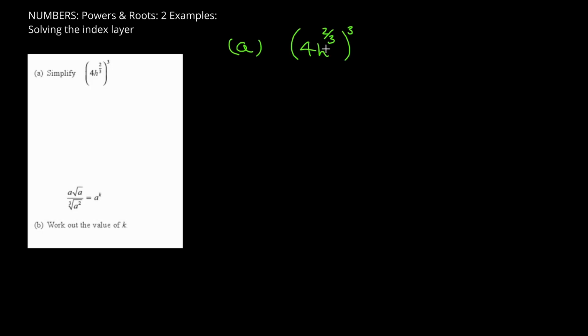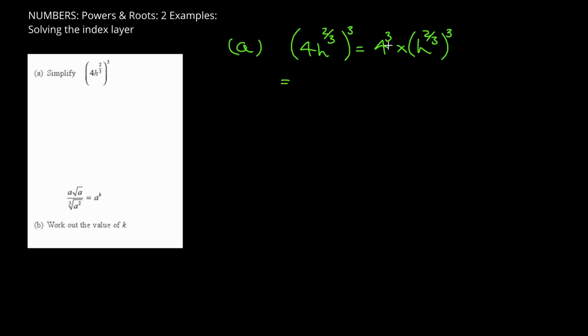You've just got to be really careful about what's been raised to what power. The power of 3 is in charge of the 4 and the h, which itself is raised to the power 2 over 3. So if we want to split this all apart, we get 4 cubed multiplied by h to the power 2/3, which in itself is raised to the power 3.